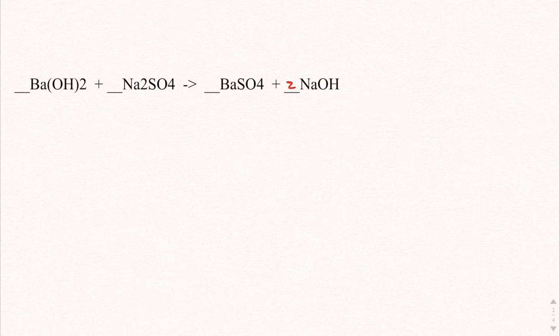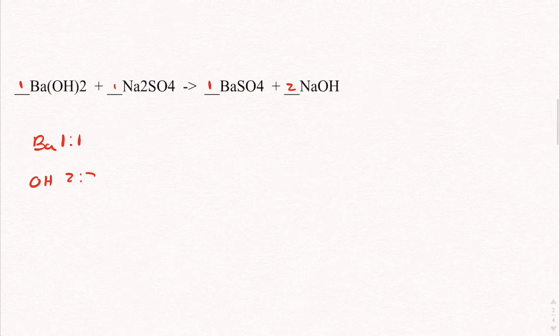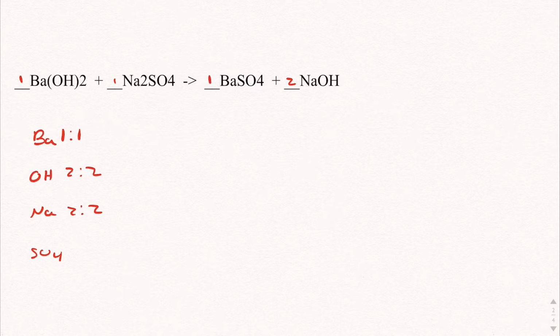So now we have 2 Nas on the right and 2 Nas on the left, and finally we see we have 1 SO4 on the left and 1 SO4 on the right. So we can check real quick, all these will be 1. Ba is 1 to 1. Our OHs are 2 to 2. Our Nas are 2 to 2. And our SO4s are 1 to 1. This equation is now balanced.